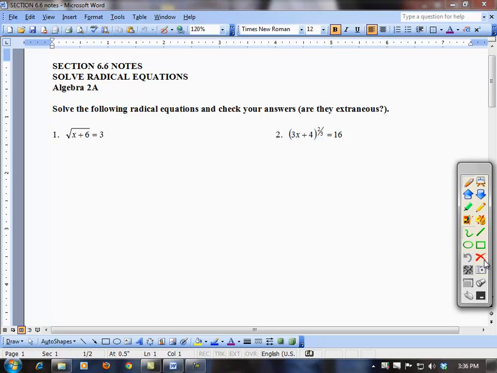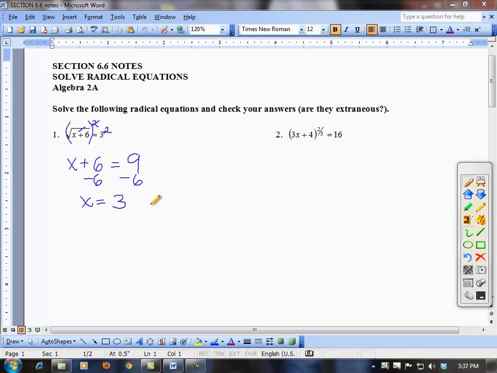Now the square root is the part we don't like, so to get rid of a square root, we're going to square both sides. And I can square the 3 also. Here's what happens. When we square a square root, they're inverses, so we can get rid of them. So on the left-hand side, I have x plus 6. On the right-hand side, we take 3 squared, which is the same thing as 3 times 3, which is 9. We can solve this equation by subtracting 6 on both sides.